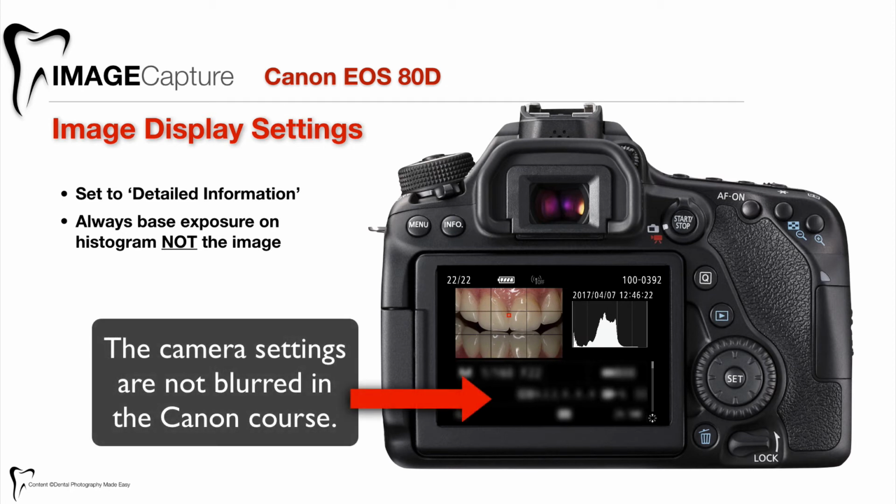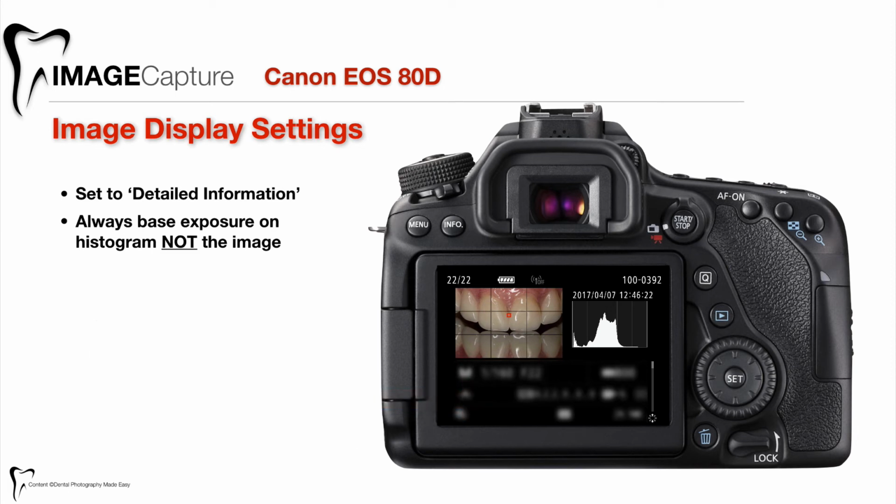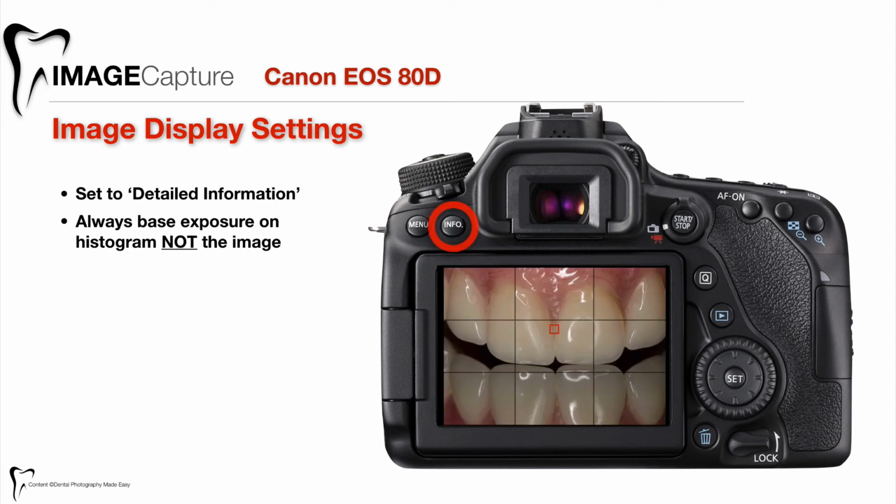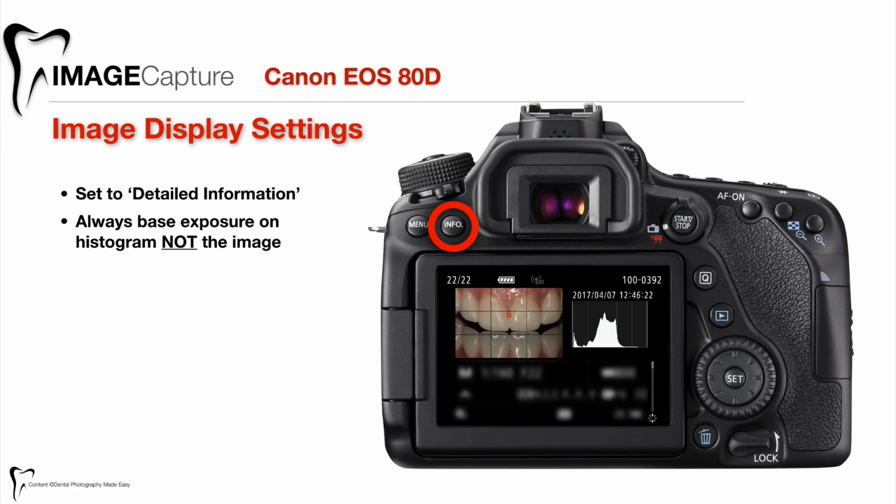If you don't see this information, that's because the info display is not set properly. So while the image is displayed in the back of the camera, if you press the info button, you'll scroll through the different views of that image.